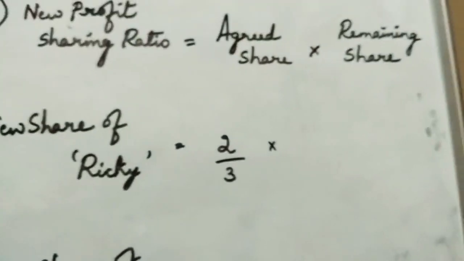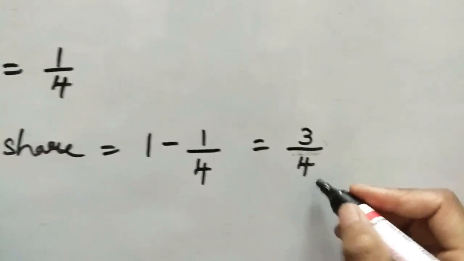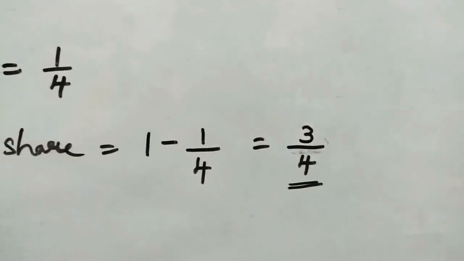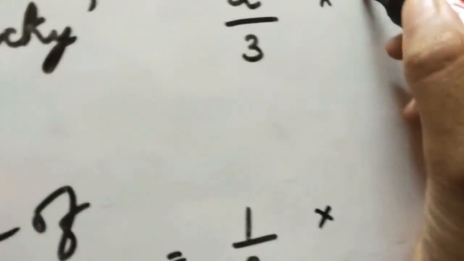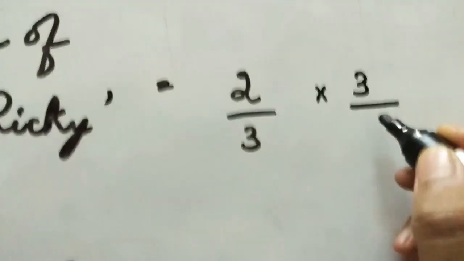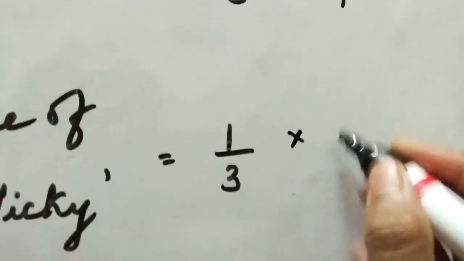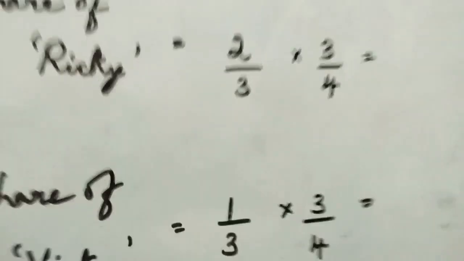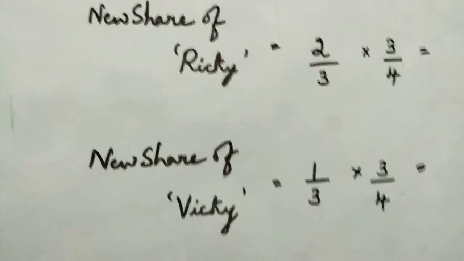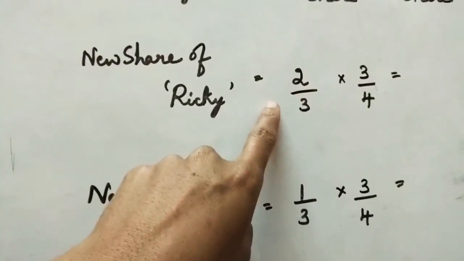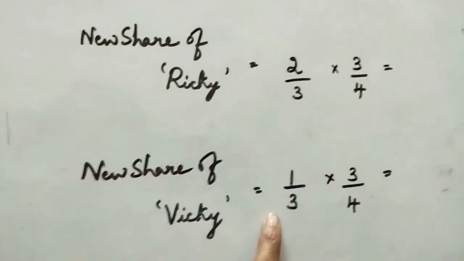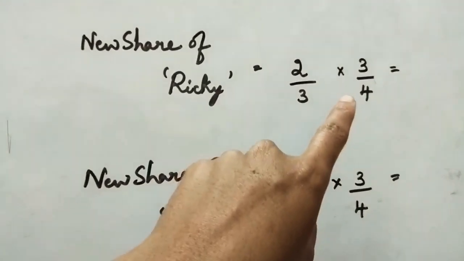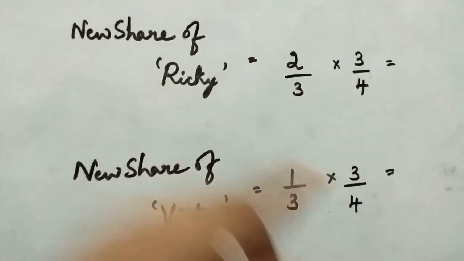So what is the remaining share? As I said, it is 3/4. So for both we are going to take the same, no changes. 3/4. Now just observe, the agreed share is 2/3 and 1/3. Next, 3/4 is the remaining share. For both there is no changes.